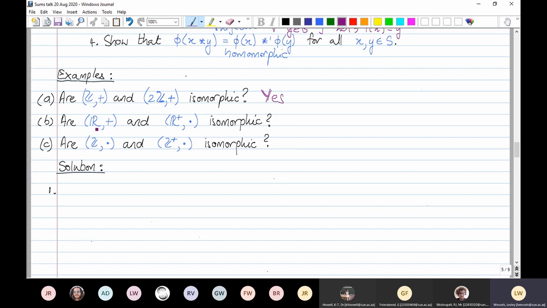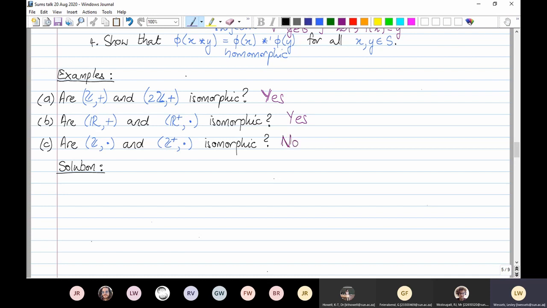And then, this might look strange. I have the real numbers under addition and the positive real numbers under multiplication. Would they be isomorphic? And the answer here is yes again. And then number 3, I have the integers under multiplication and the positive integers under multiplication. Would they be isomorphic? The answer here is no.